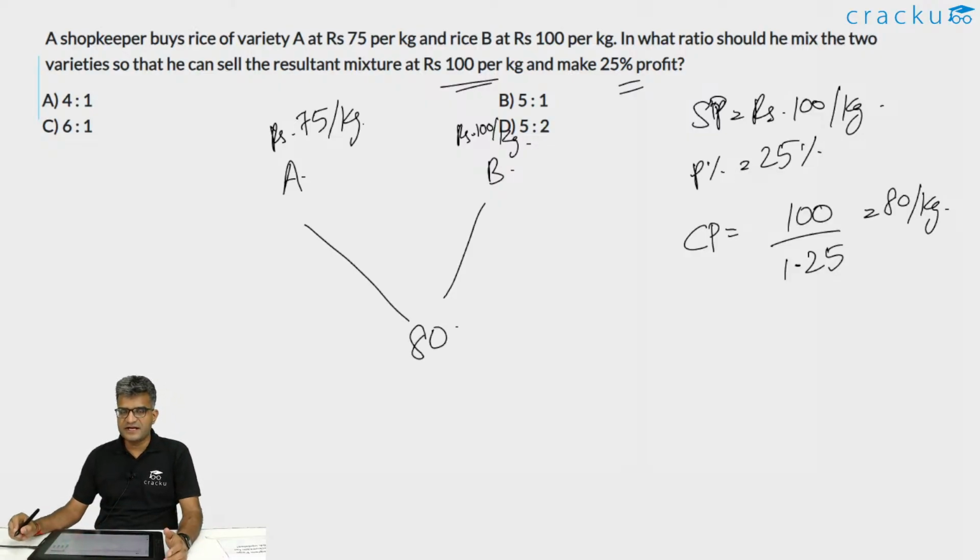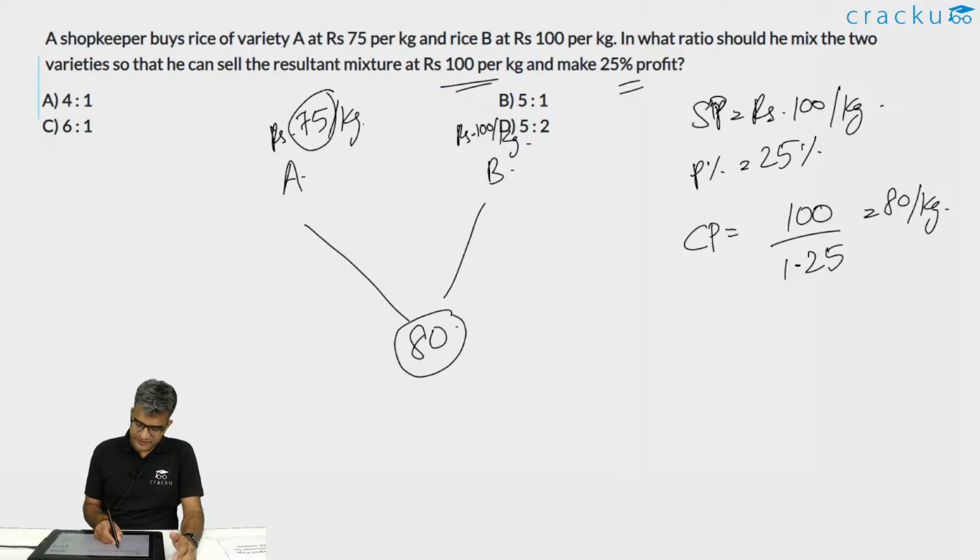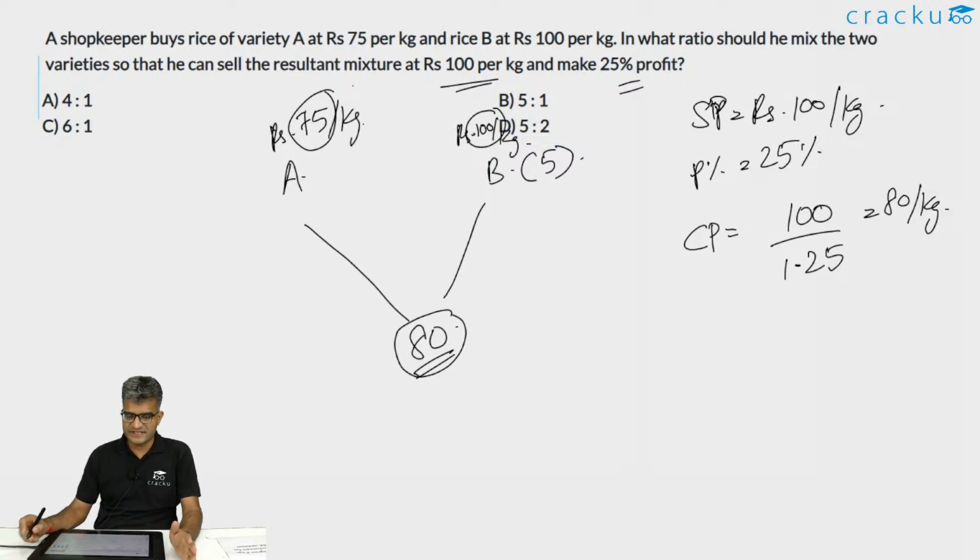Now we can use alligations to figure out the ratio in which A and B are mixed. How do we use alligations? What is 80 minus 75? 80 minus 75 is just 5. So put it beside B. What is 100 minus 80? 100 minus 80 is 20. So put it beside A.